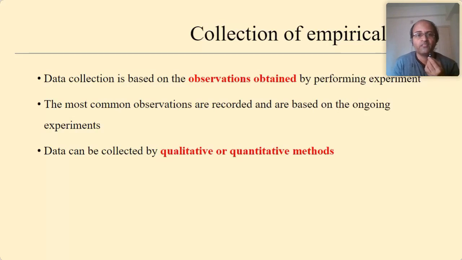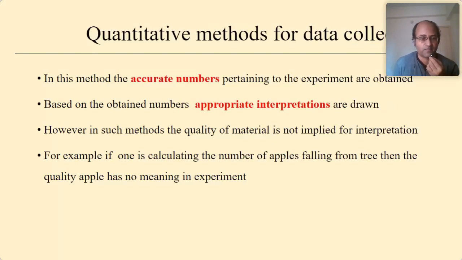When I say quantitative methods for data collection, it means accurate numbers pertaining to the experiment. Each and every number that is recorded for the experiment has to be put forth and used. Based on the obtained numbers, you have appropriate interpretations. However, in this kind of quantitative method, you just go for the data. You don't worry too much about the quality of the material. One simple example: if you are counting the number of apples falling from the tree, the quality of the apple doesn't matter. We just see how many apples are falling. That's a basic example.